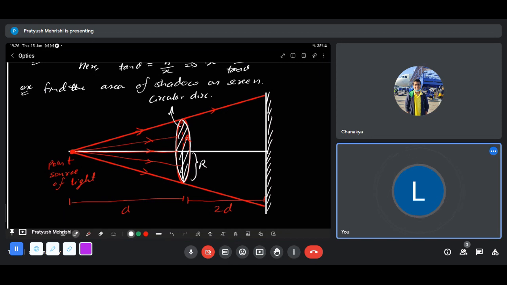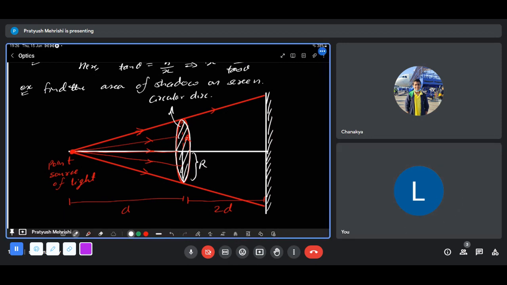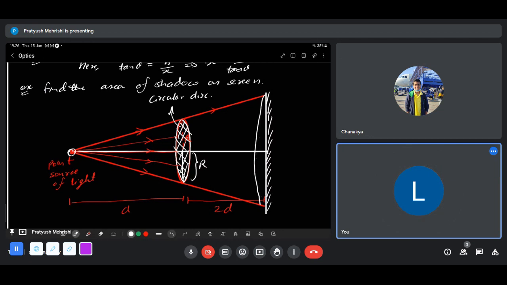So pi r square, sir. No, not pi r square. Pi r square is the area of this disc. But this disc has radius r, and this is a point source of light. Parallel rays of light are not coming here. So it is clearly visible that the shadow will be larger on the screen. Calculate it now.